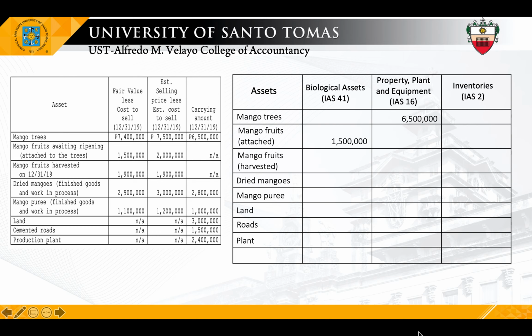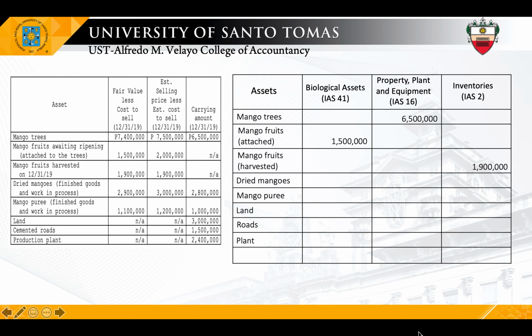In the problem, it was mentioned that the date of harvest is also December 31, 2019. So, our measurement is fair value less cost to sell, which is siya din naman yung estimated selling price less estimated cost to sell, the NRV. So, that will be the amount to be used for mango fruits harvested. So, 1,900,000. How about dried mangoes?